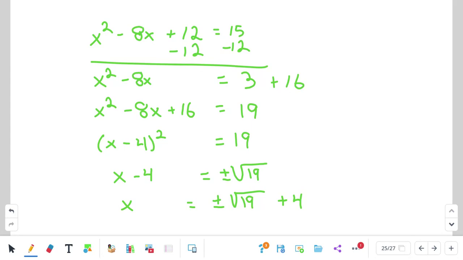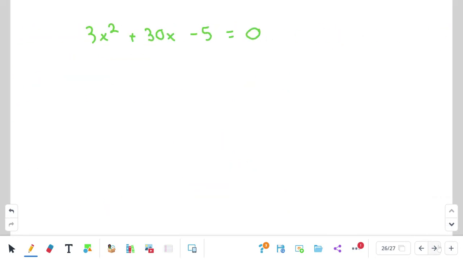Okay. So one more. Oh boy, this looks pretty ugly because it's got a 3 there now. Okay, so here's what I'll do. I'm going to get rid of the 5 first.